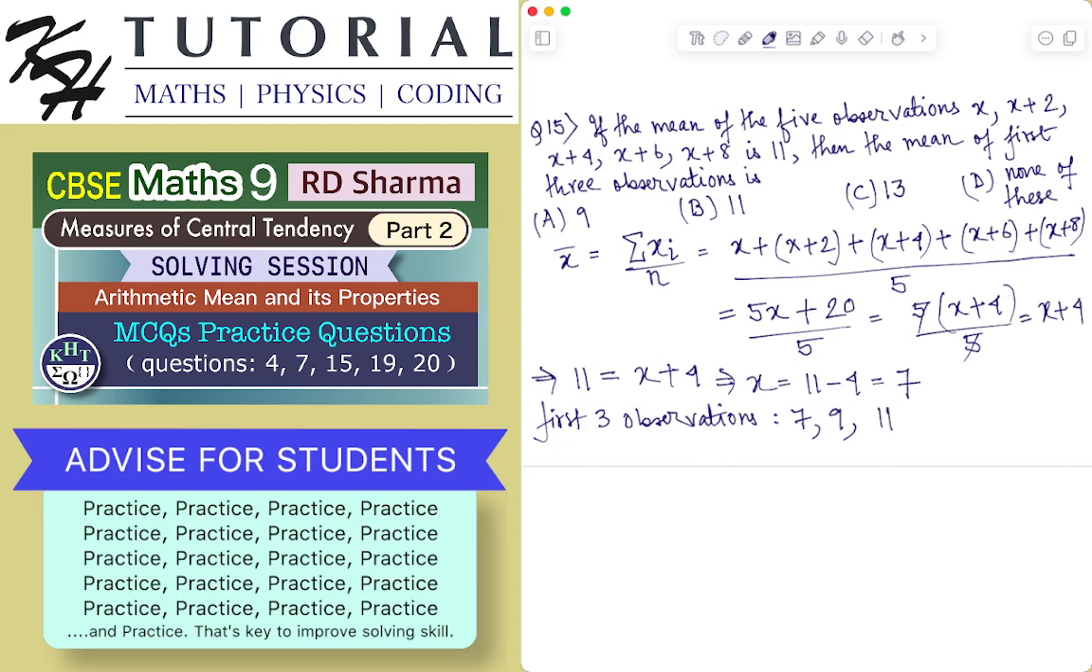So then the mean of the first 3 observations will be the summation of x_i, for i from 1 to 3, divided by the number of observations, which is 3. This becomes 7 plus 9 plus 11 divided by 3, which is 27 divided by 3, which is equal to 9. So the mean of the first 3 observations is 9. So the correct choice is A.